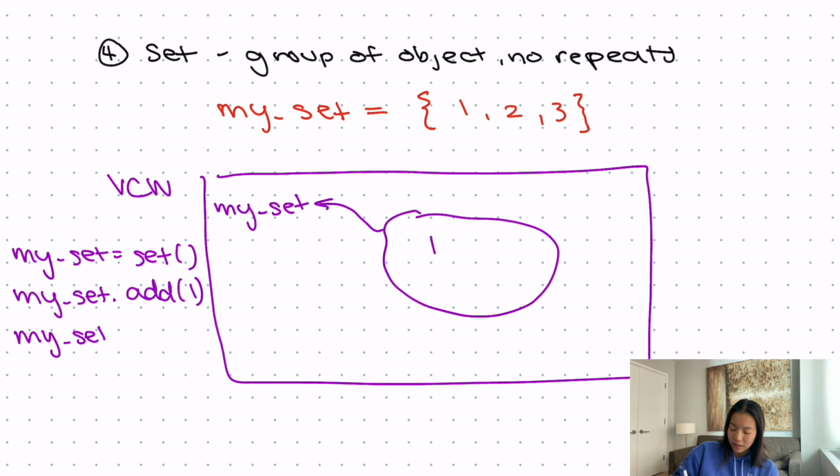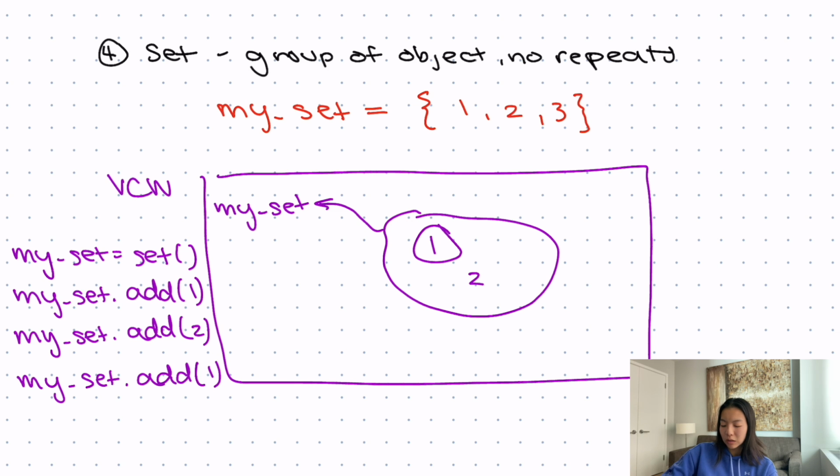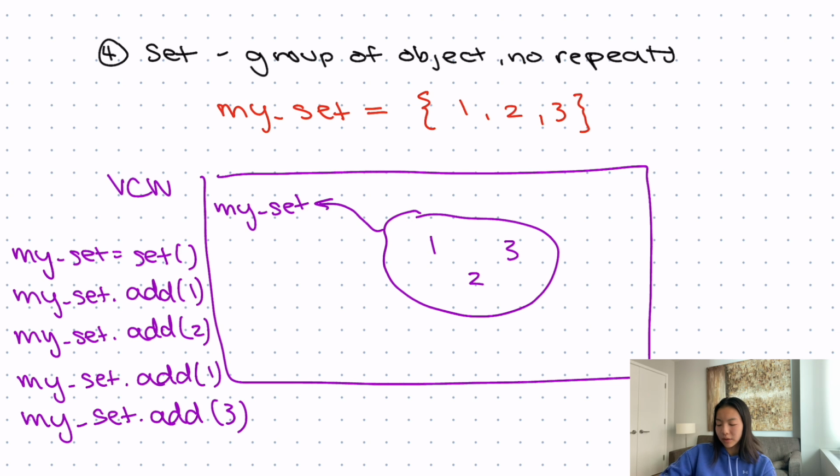And if I do my set dot add 2, all right, is 2 inside this blob? No, so let's put 2 in there. My set dot add 1, oh, well, 1 is already in here. So we're not actually gonna add that again. And if I do my set dot add 3, okay, well then we add 3. And this is a blob, there's no order to a set.